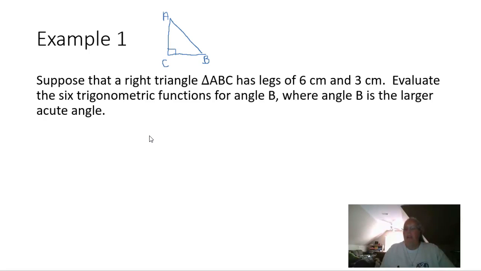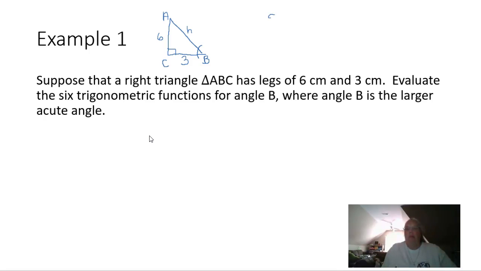Now, if B is the larger acute angle, that means that 6, the larger side, has to be across from angle B, because in geometry we've got a theorem that says that the larger angle is across from the larger side. That means that the other leg, which is not the hypotenuse, is going to be down here. This is C. The hypotenuse is up here, and we are working this problem with respect to angle B. And we want to find 6 trigonometric functions.